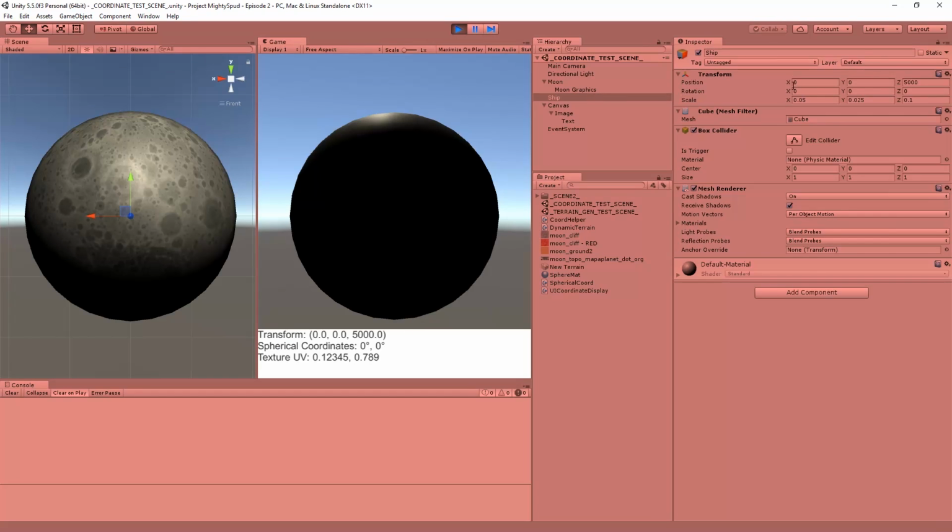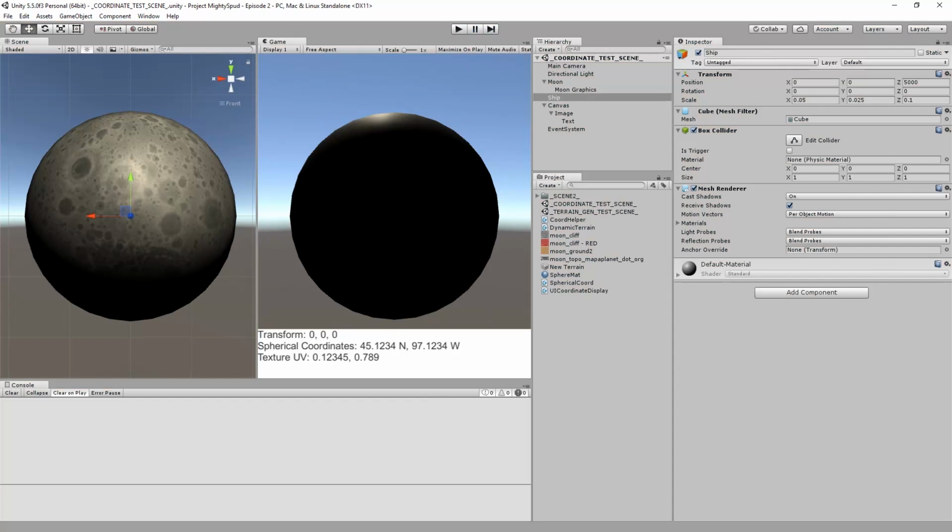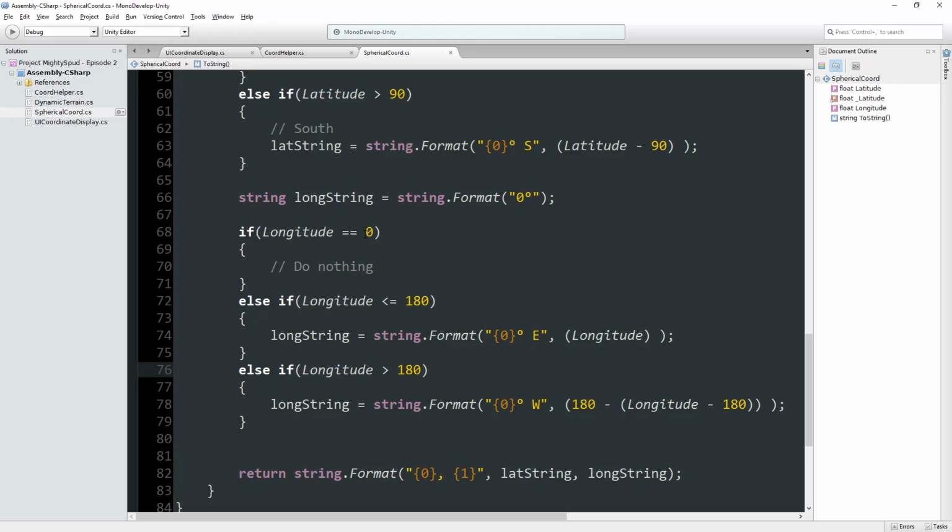Excellent. And as my ship moves slightly to the east, there we go. We go slightly to the east, slightly to the west. There we go, slightly to the west. There's a split second there where it was showing a negative number. The reason for that is this equality here. This number did not exactly resolve to 0.